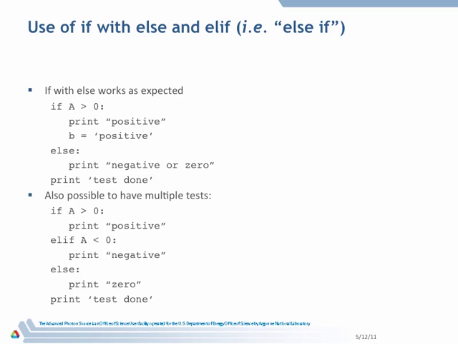Okay. Obviously, you want to have an else possibility. So here's if test is true, else do this. So here, the number a is going to either be positive or it's going to be negative or 0. If you want to have multiple tests, you use the elif statement. So here I've broken this down into 3 cases: positive, negative, or 0.